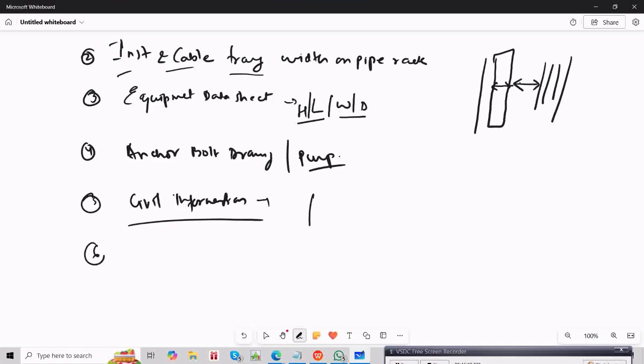The sixth point is any vendor drawing or vendor package, mainly the vendor package. Sometimes there is a diesel pump package, or a compressor package. If they have any packages in the project, they have to give us the package information. So that is called the vendor package.